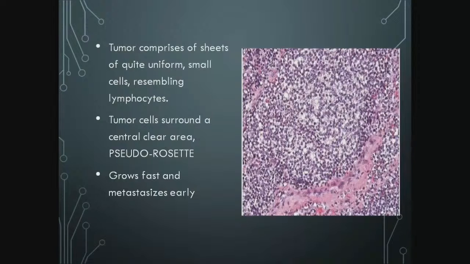Now, as you can see, the tumor comprises sheets of quite uniform small cells resembling lymphocytes. The cells are small and round. They have a large nucleus and less eosinophilic cytoplasm, resembling a lymphocyte. The tumor cells surround a central clear area and give a whorled pattern or a pseudo rosette pattern. The tumor grows quite fast, and by the time of diagnosis, metastasis is already present.